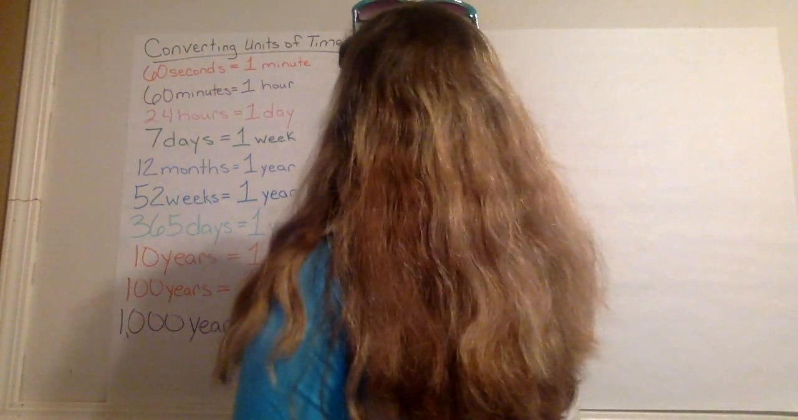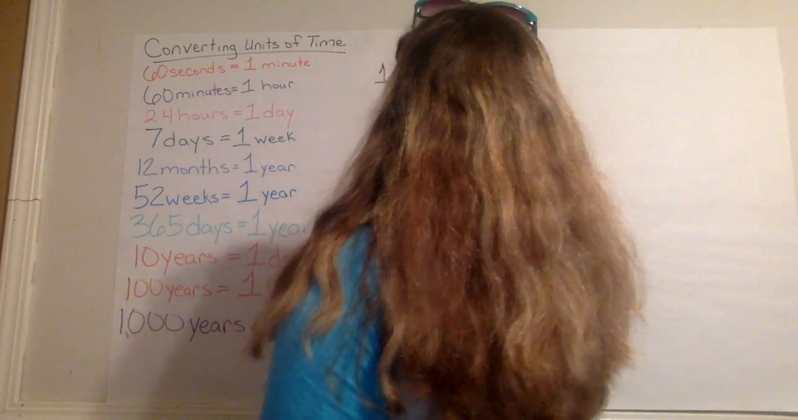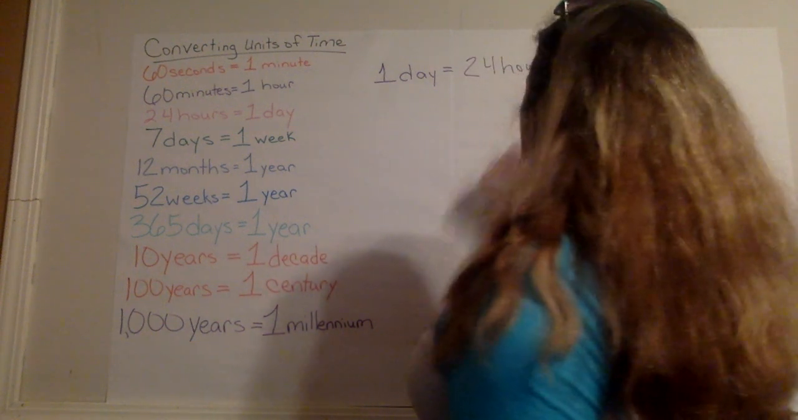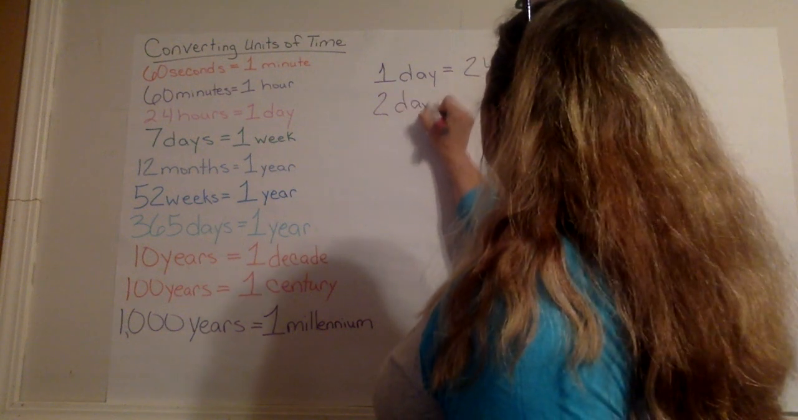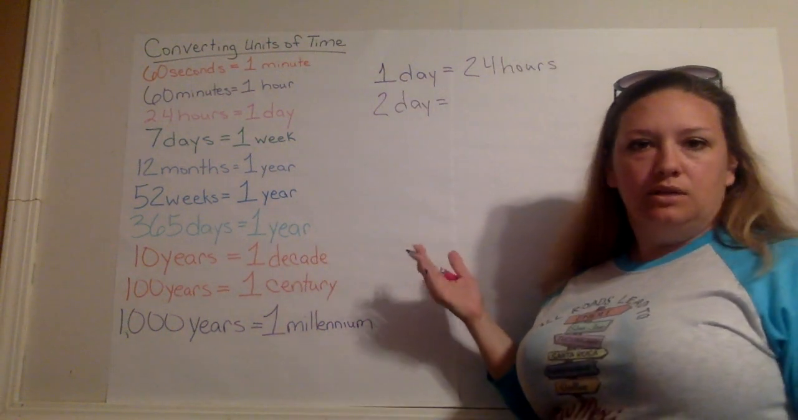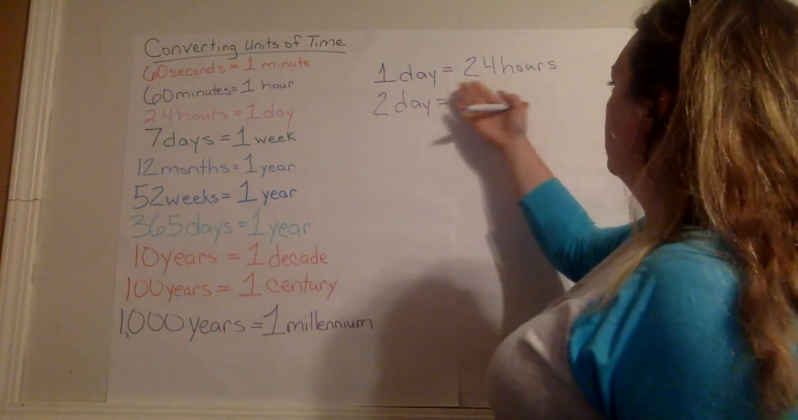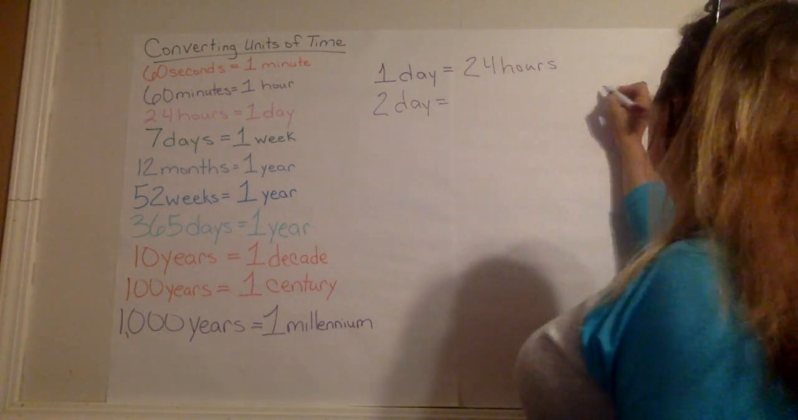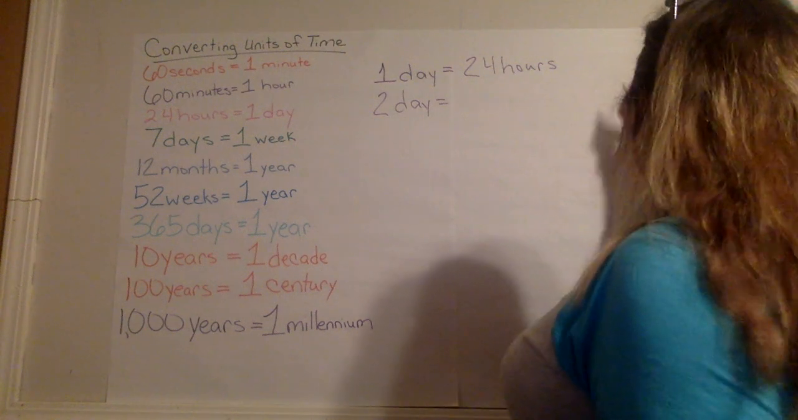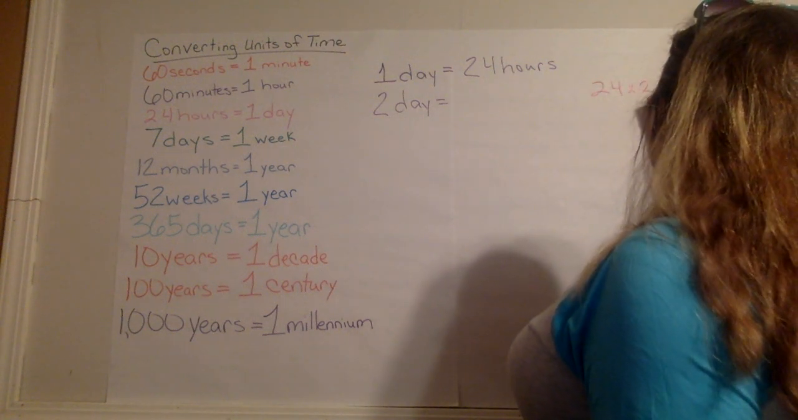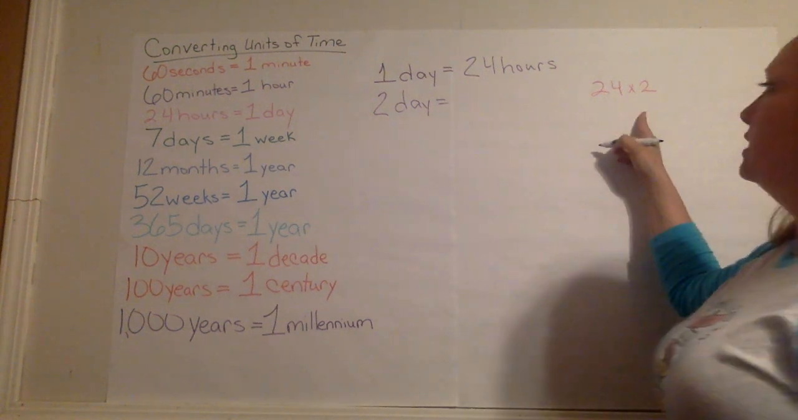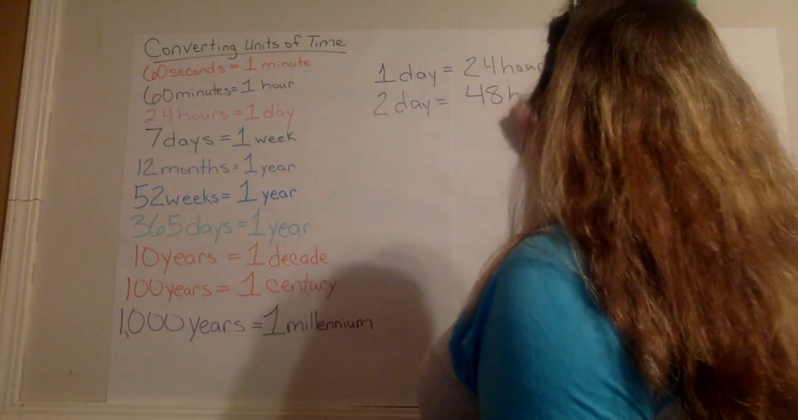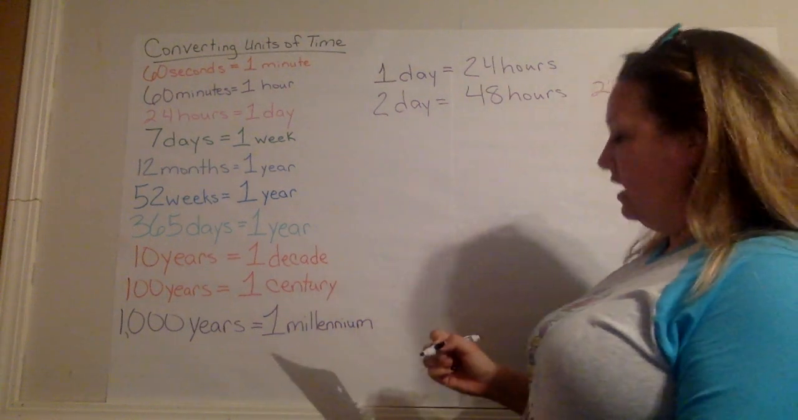Let's say 1 day equals 24 hours. Well, 2 days equals how many hours? Now, a lot of you can do this in your head because you're saying, okay, if 1 day is 24 hours, 2 days is, and you can either add 24 plus 24, or you can come over here and say 24 times 2, because 2 days, so we'll be multiplying 24 times 2 to find our answer is 48. There's 48 hours. Same thing if I was going to do 3 days.